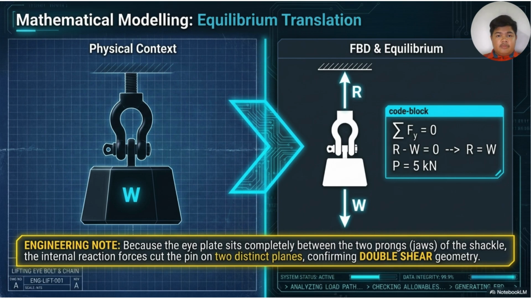For the mathematical modeling, equilibrium translation, the FBD and equilibrium. Total Fy equals 0. So R minus Y equals 0, meaning R equals Y. So P is 5 kilonewton. Because the eye plate sits completely between two prongs, those two jaws of the shackle, the internal reaction forces cut the pin on two distinct planes, confirming double shear geometry.